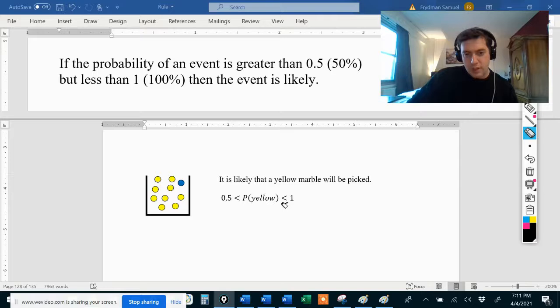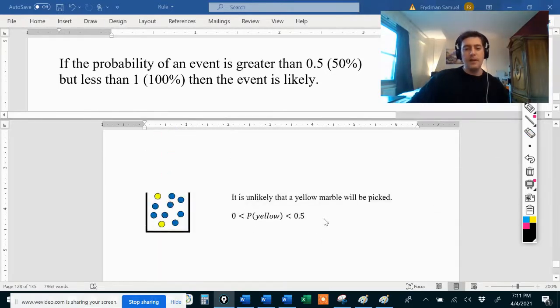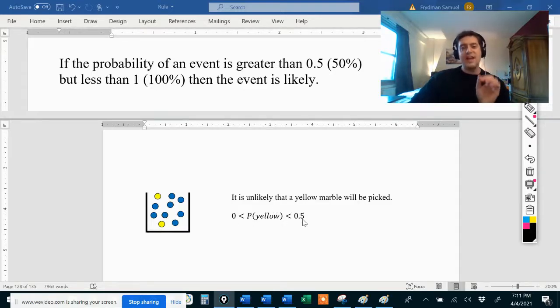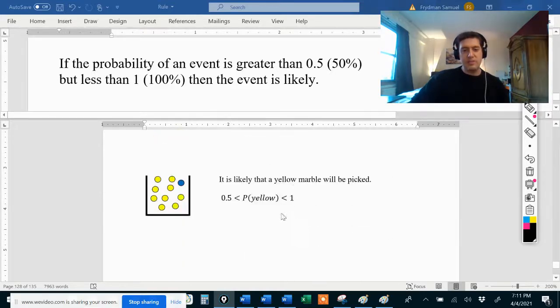I also don't want to put the line here, because that means the probability of picking a yellow marble could be 1. But if something is likely, that means it's not certainly going to happen. The probability can't be exactly 1. And going back to the example over here, again I'm using the strict inequality symbols, not putting the lines underneath, because if something is unlikely, it can't be 0, it can't be 0.5. It has to be somewhere between those numbers, not including them. Same thing over here, not including the 0.5 or the 1.